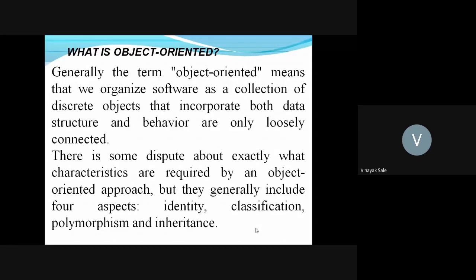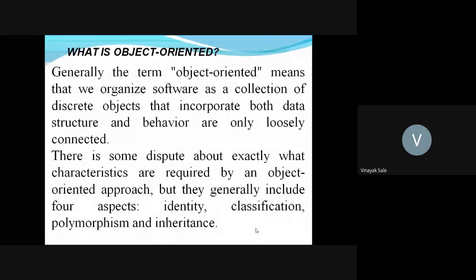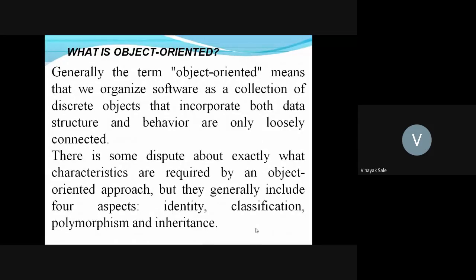Then what is object oriented? We know that the concept of object is the instance of a class. Generally, the term object oriented means we organize software as a collection of discrete objects that incorporate both data structure and behavior, and are only loosely connected.